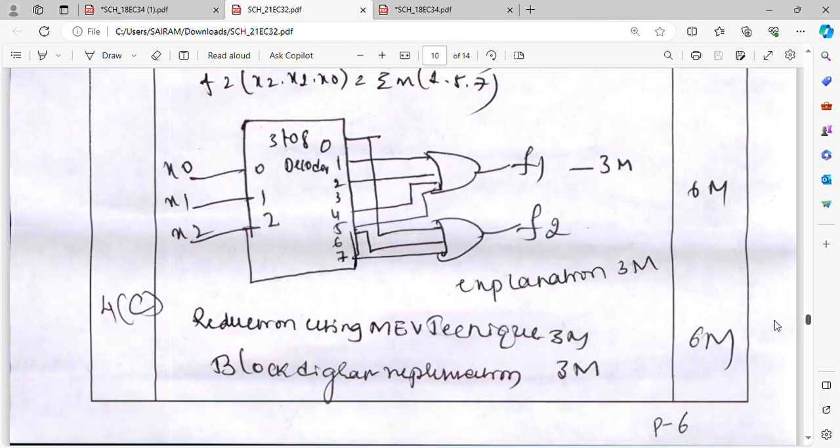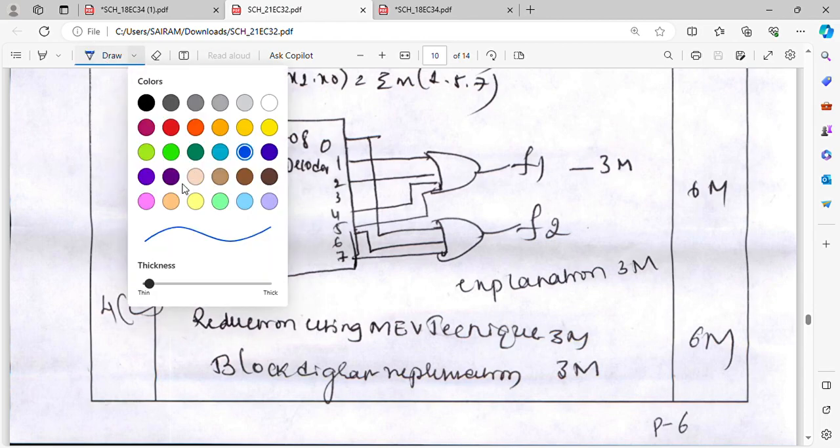Okay, for C. Okay, so here it is telling you that it is reduction using MEV technique. I think I have already shown you in the earlier one. So it is nothing but this is reduction.